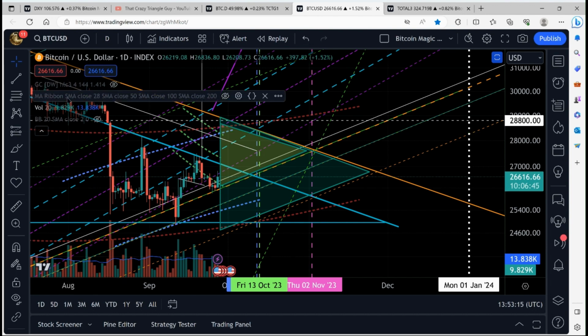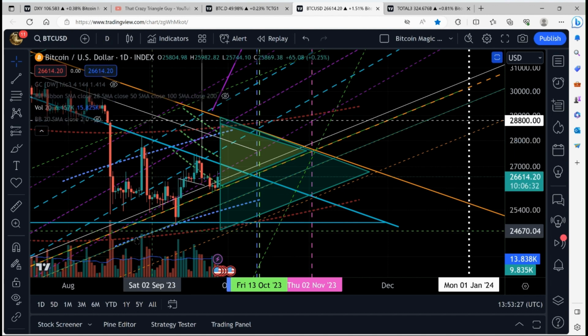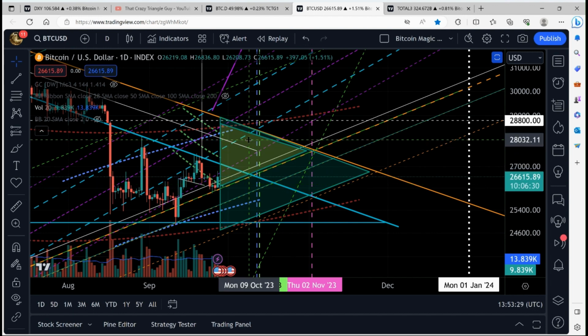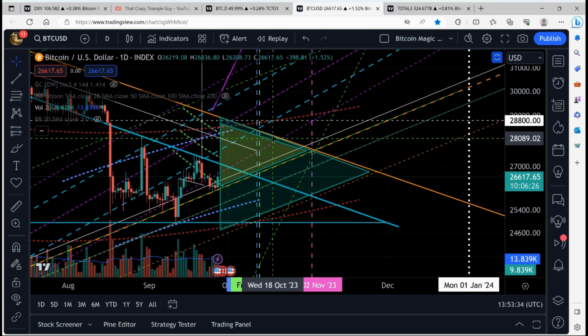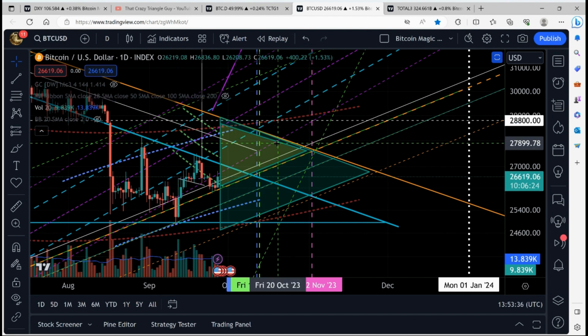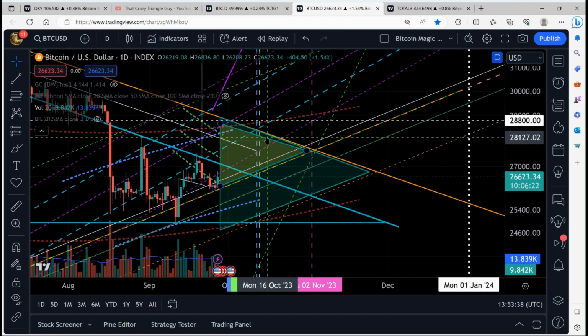And that's why I had been calling for a breakout in August, and I got that wrong, because myself and everybody else were following the wrong trend line. This is the trend line, and this is the breakout here. Once we break through this orange line here, we're going to see significant movement.